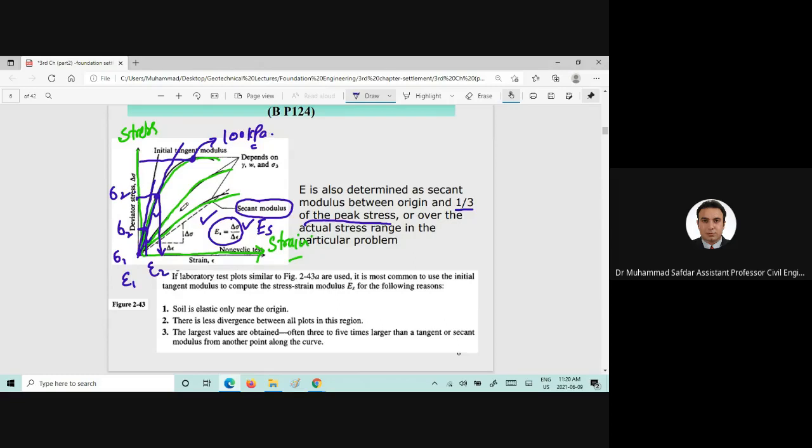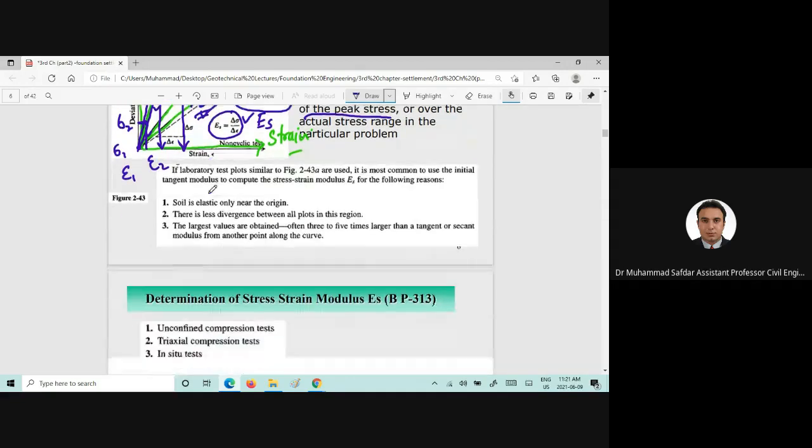We can also find out at a particular strain level if it is desired in that particular project. So we can also find out the E50 or E30 at 50% or 30% of the peak stress.